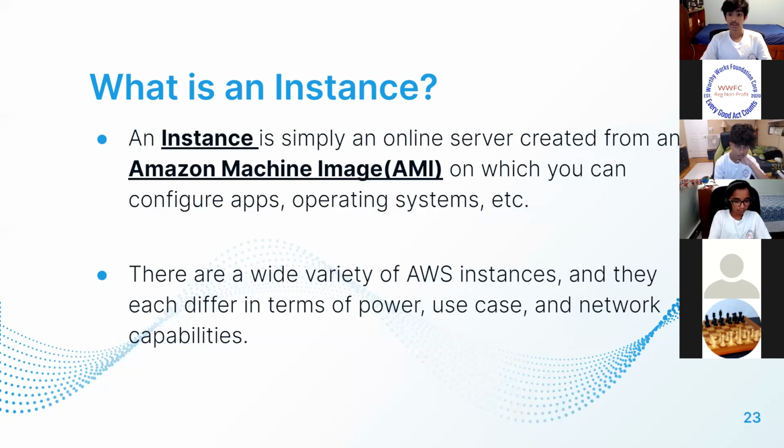So what is an instance? An instance is simply an online server created from an Amazon machine image on which you can configure apps and operating systems. We're going to be using Windows today. And when we host our website later on, which will be tomorrow and Monday, we're going to be using Amazon Linux because that has a lot more different things you can do on it. But for now, we're going to be using Windows, and there are a wide variety of instances, and they each differ in terms of power, use case, and network capabilities.